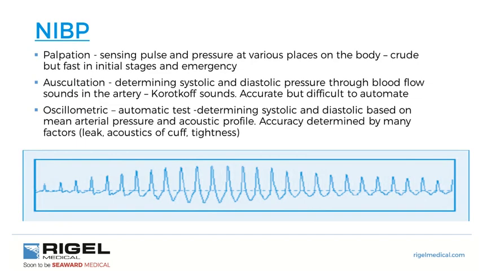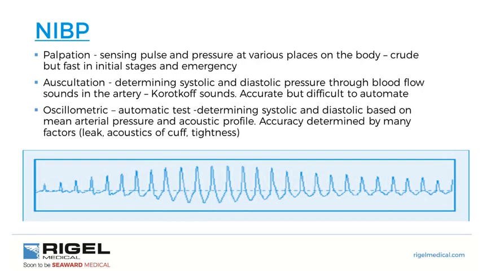So non-invasive blood pressure, we have palpation, which is pretty crude, and it's sensing the pulse and pressure at various places of the body. And then we have auscultation, which is determining systolic and diastolic pressure through blood flow sounds of the artery, which are the Korotkoff sounds. They're accurate, but they're difficult to automate, where effectively you would be using a pressurized cuff around the arm, and you would be using a stethoscope to monitor blood flow.